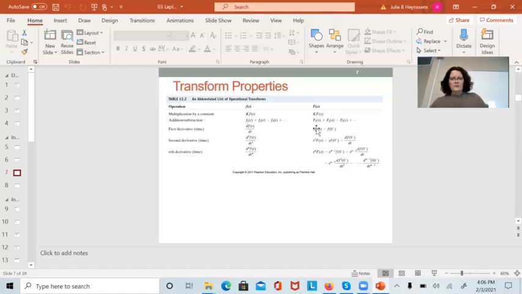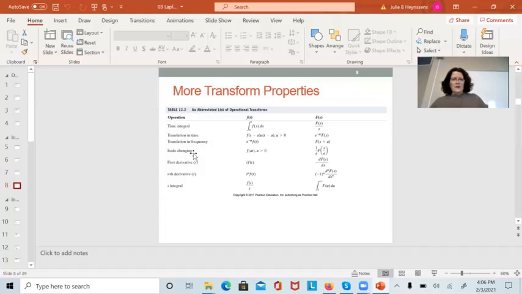Taking derivatives is just like multiplying by s. I do have to include the initial condition though. For the second derivative, I multiply by s squared. I need the initial condition and the initial condition on the derivative, etc. When I'm integrating, I'm just dividing by s.